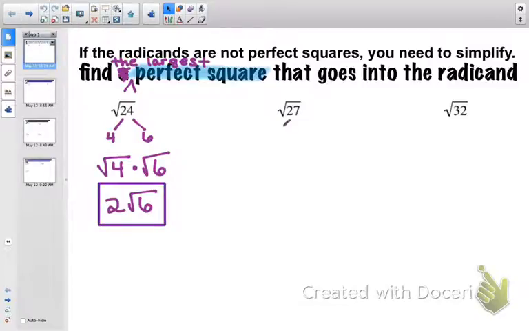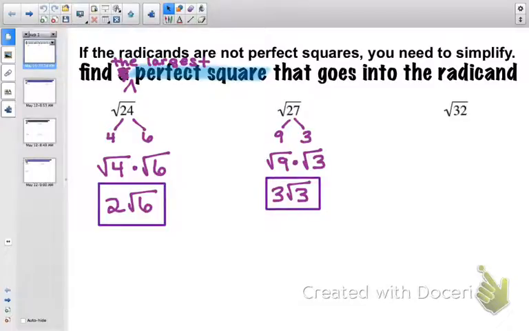Looking at the second example, we've got 27. So we're looking for the largest perfect square that goes into that. So that would be 9, and we write that with 3. 9 times 3 is 27. All right, so rewrite those underneath their own radical signs. And we know the square root of 9. Square root of 9 is 3. So we have 3 on the outside, and then root 3 on the inside. Final answer. Last one, square root of 32.